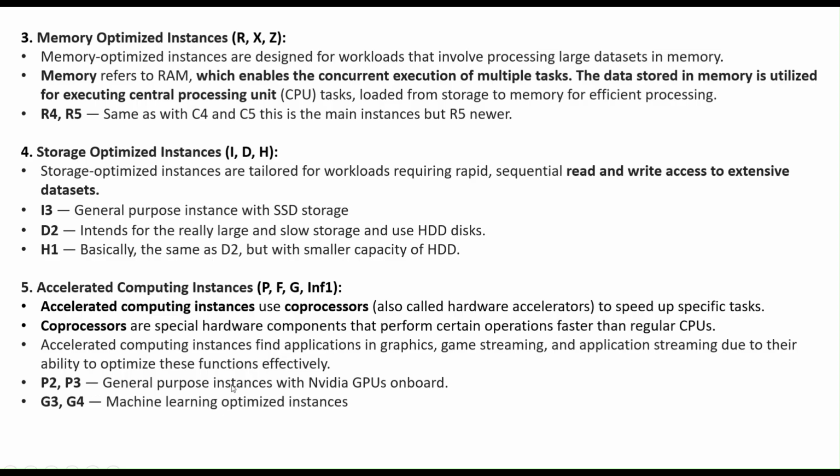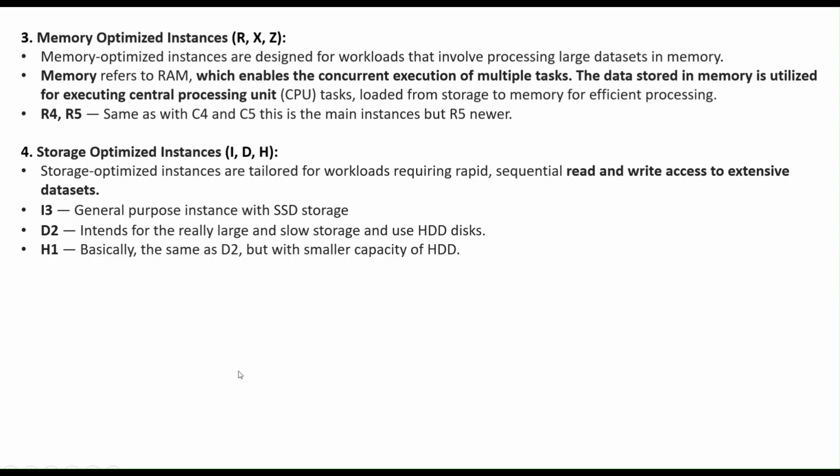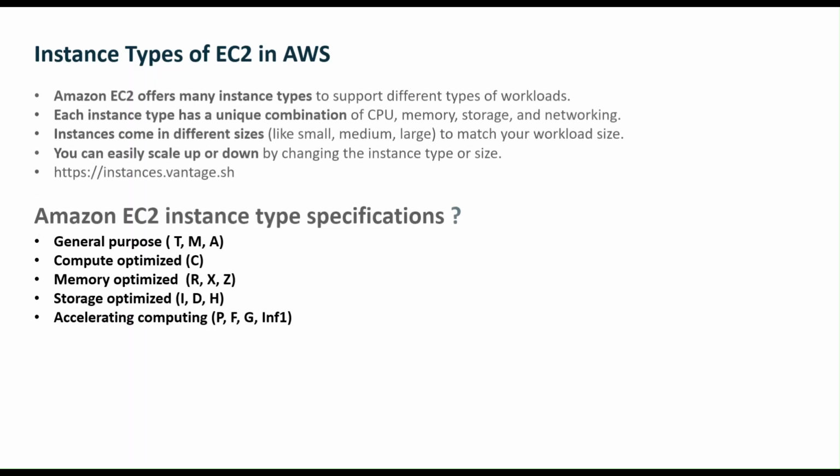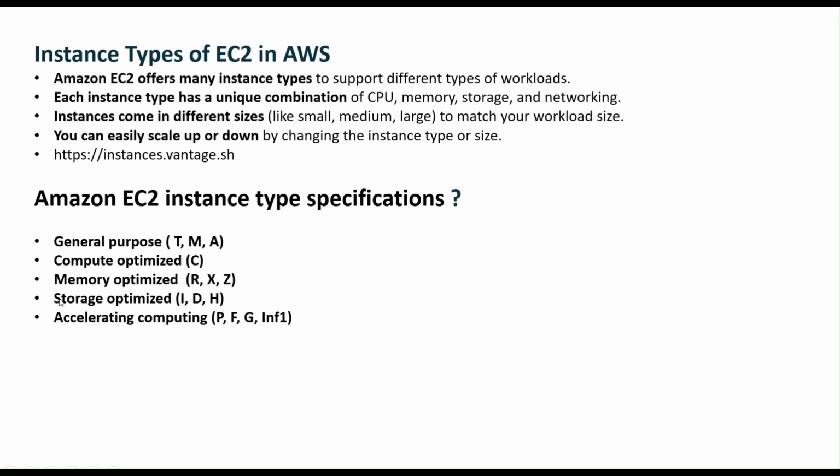And P2, P3 are general purpose instances with NVIDIA GPUs on board, and G3, G4 are machine learning optimized instances. So this is about the instance types, friends. Just write down the notes and comment below if you have any doubts about the instance types. Let me recap one more time. Instance types, we can say 5 types: general purpose, compute optimized, memory optimized, storage optimized, and accelerated computing. So this is about the notes.